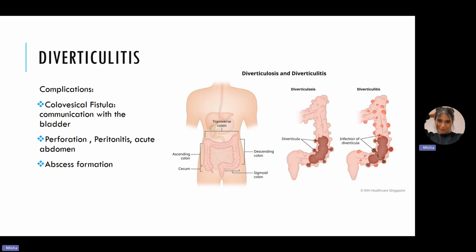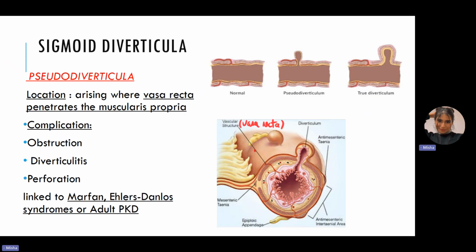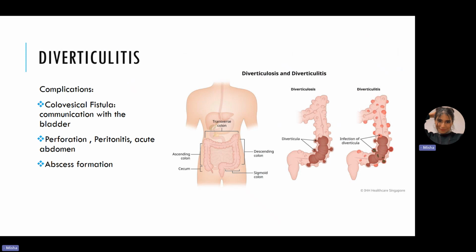So in the pictures, it's quite obvious. Here, you can see the diverticulum. Here, you can see diverticulitis. The difference between diverticulosis and diverticulitis is very clear over here. In diverticulitis, you would see inflammation, even if there are multiple diverticula. But diverticulosis is without inflammation. It is normally asymptomatic, without infection and inflammation.